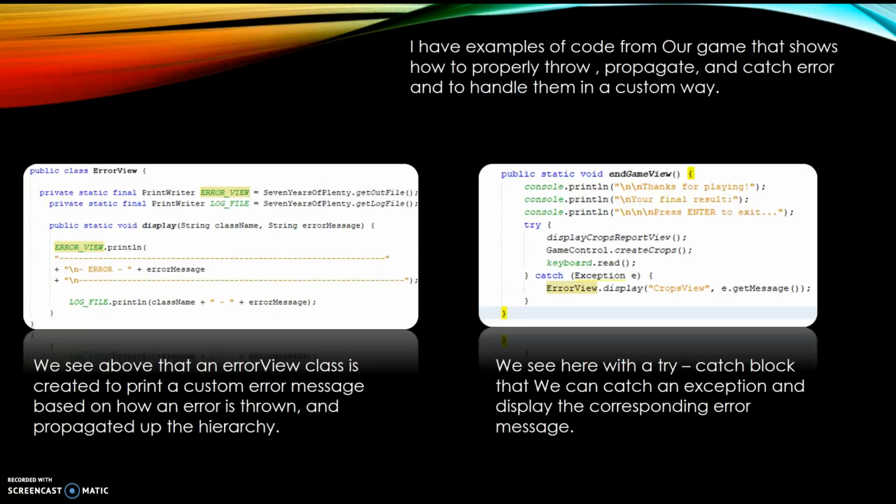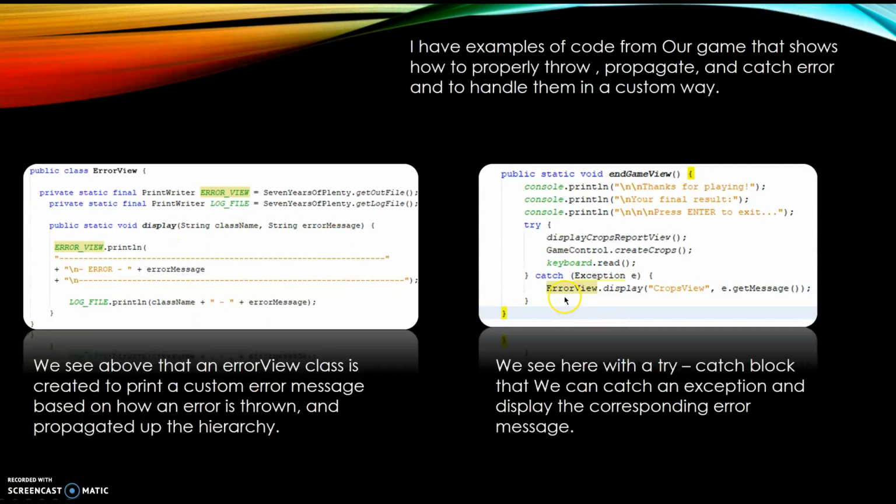I have examples here coded from our game of some error handling, exception handling, how to properly throw, propagate, and catch an error, and to handle them in a custom way. On the left, you'll see we have an error view class in which we have a nice friendly error message printed here, which includes a variable that would be returned from a class that would be creating and throwing that. And we have this within a display class, which requires these two parameters.